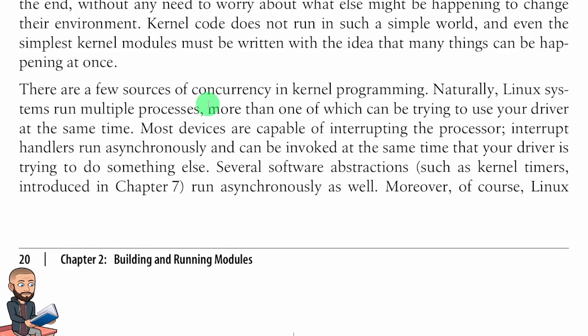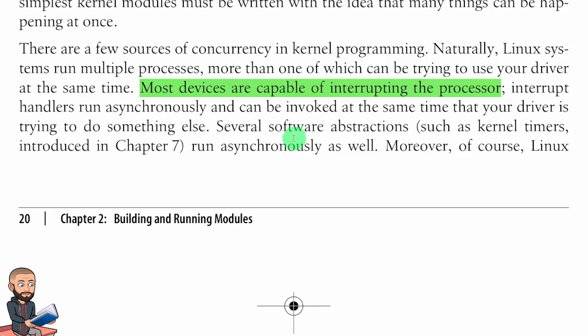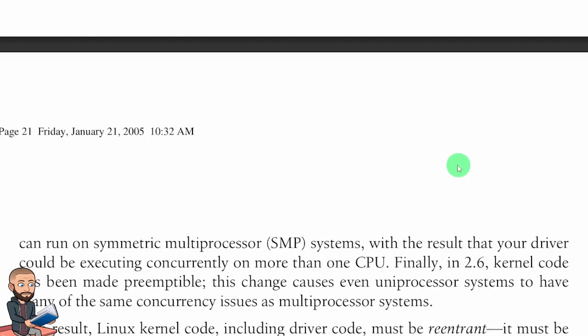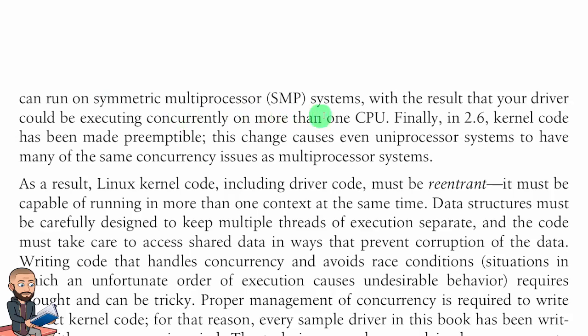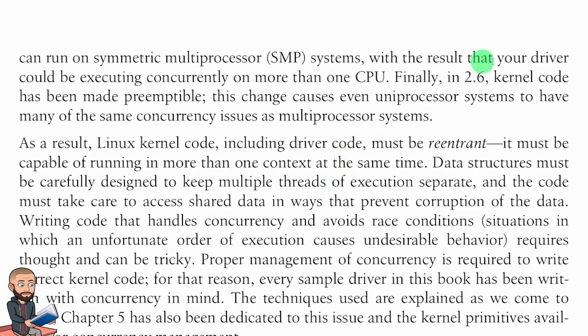There are a few sources of concurrency in kernel programming. Naturally, Linux systems run multiple processes, more than one of which can be trying to use your driver at the same time. Most drivers are capable of interrupting the processor. Interrupt handlers run asynchronously and can be invoked at the same time that your driver is trying to do something else. Several software abstractions, such as kernel timers, introduced in Chapter 7, run asynchronously as well. Moreover, of course, Linux can run on symmetric multiprocessor systems, SMP, with the result that your driver could be executing concurrently on more than one CPU.